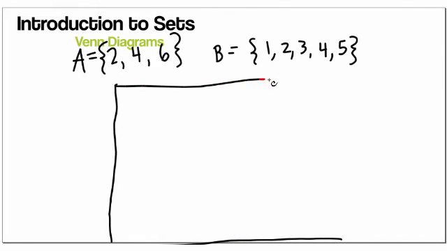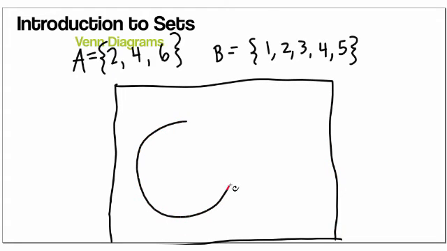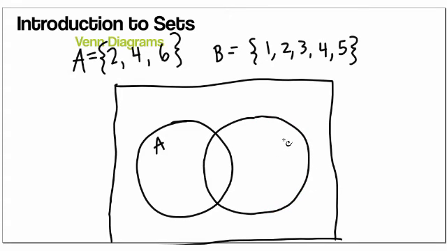Then we'll draw a circle to represent A. We'll put all of the numbers that are in our set A in this circle. We'll also draw a circle to represent B. We'll put all of our numbers from B in this circle. Now some of our numbers are in both sets, and we'll account for that by this overlap here. So 6, 2, and 4 all fall in the A circle, and 1, 2, 3, 4, and 5 fall in the B circle. As you can see, we can color in the diagram to show the different sets.